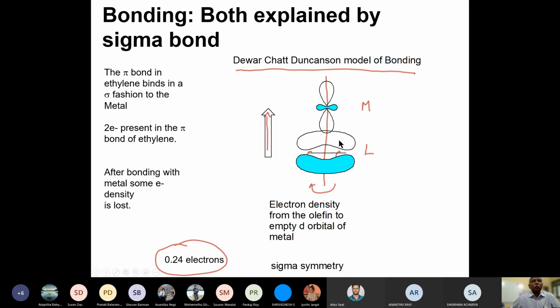So electron density is flowing from the olefin pi bond into the empty orbital on the dz squared orbital. What I want to emphasize is that this is a pi bond. In the olefin, we talk about it as if it is a pi bond, because the 2 carbons are having 2 hydrogens, and you can't twist those 2 hydrogens without breaking the pi bond. So when you rotate one of the carbons with respect to the other carbon, you will break the pi bond. That's why it has pi symmetry.